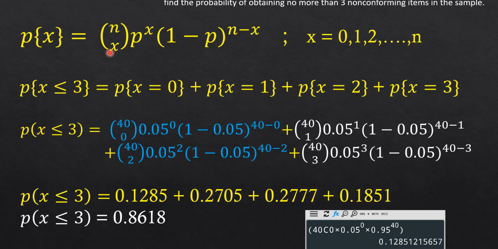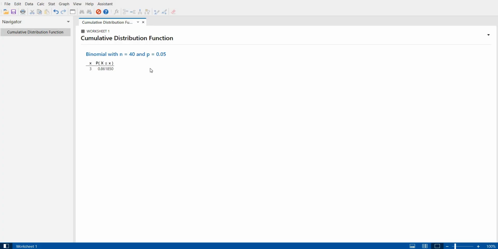And when we solve this question using the binomial distribution formula, we get the probability of x less than or equal to 3 is equal to 0.8618. So you can see here both the answers are the same, and it is very easy to solve via Minitab software.